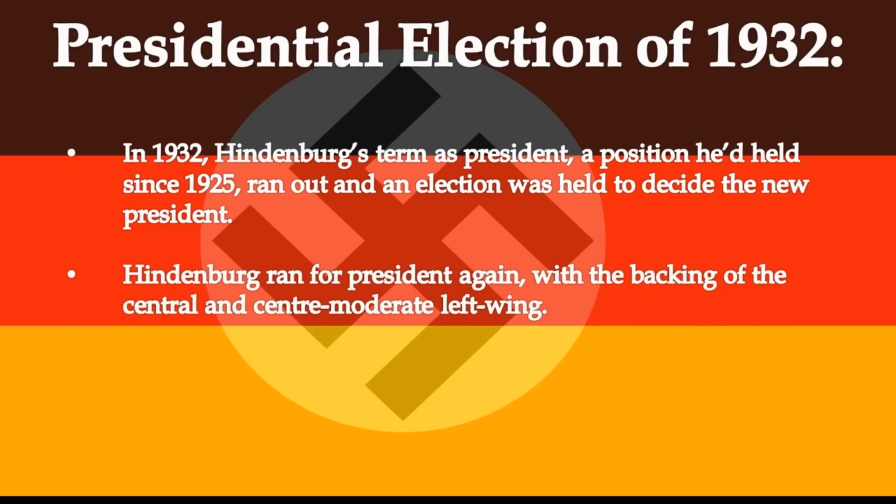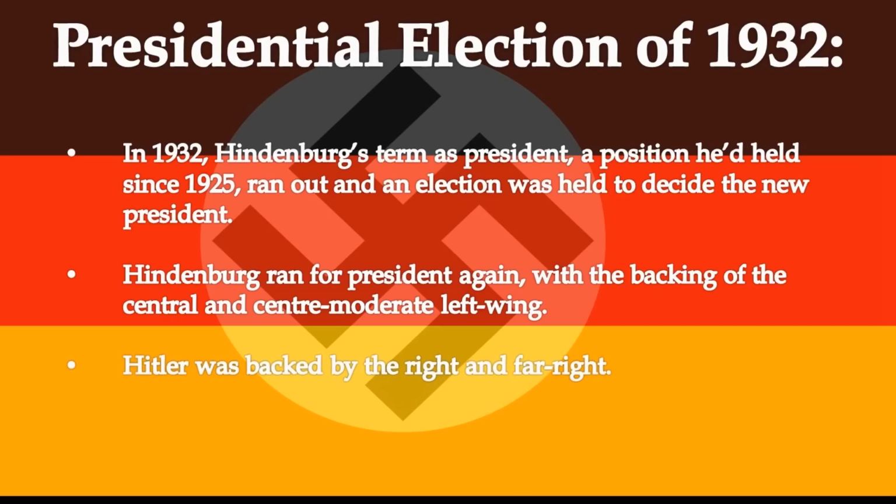And Hindenburg, although he's reluctant, he runs for president again because he hates Hitler. He doesn't want Hitler to come into power. And, with hindsight, we can kind of understand why. So Hindenburg is backed by the centre and the leftist parties, which is really weird because Hindenburg is this right-wing guy, but he's got the backing of the traditional left wing and the centre parties.